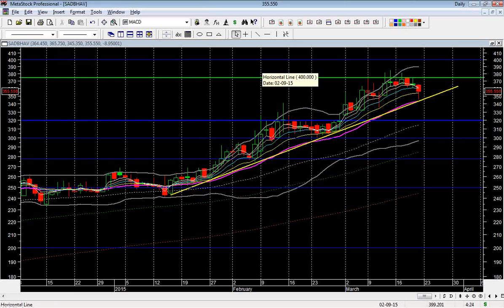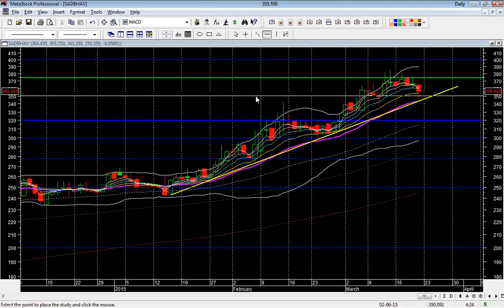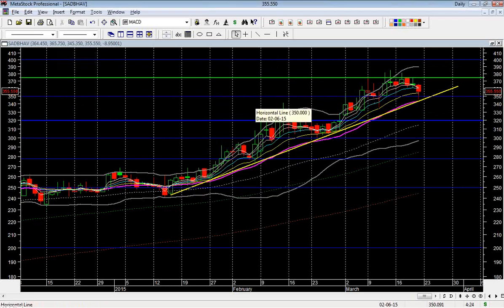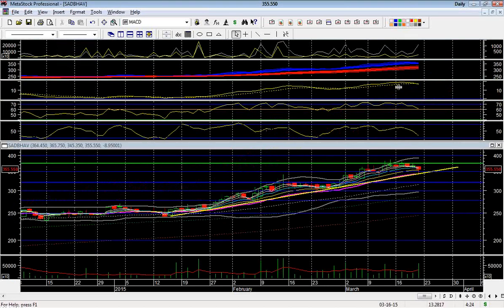Right. So I think now 350 is proving that psychological mark. It's pivoting around that, but given the rounding top nature that you've seen, the MACD crossover, and the high volumes on Friday, I would be cautious.